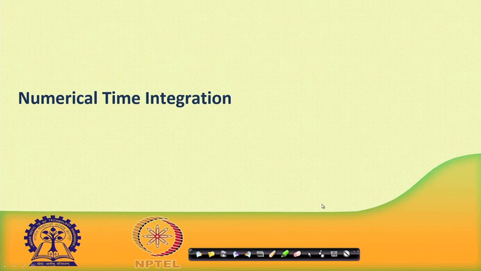So, with this we are going to move on to a new topic on numerical time integration. All this while we have been talking about analytically solving a vibration problem or a structural dynamics problem. All the methods that we have talked about solve the problem using a pen and paper and a calculator at most. This kind of technique is called an analytical technique, as most of you might know. So, we are not using any numerical tools to solve the problem.